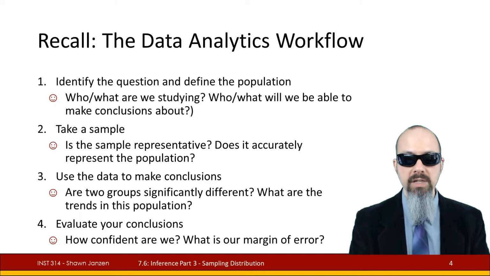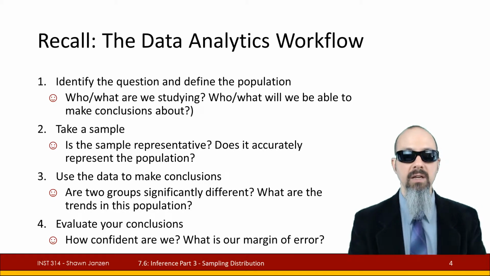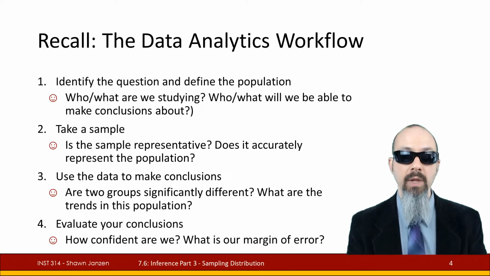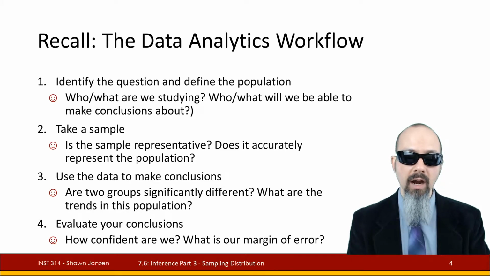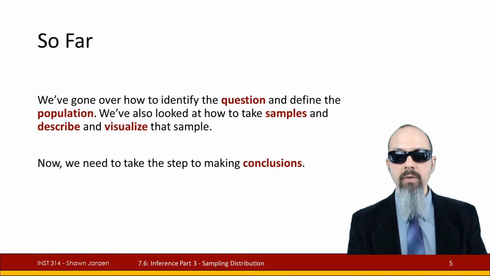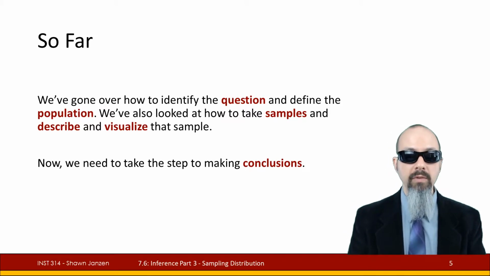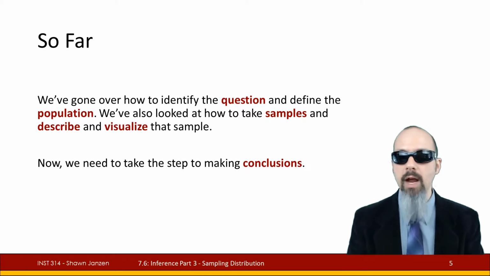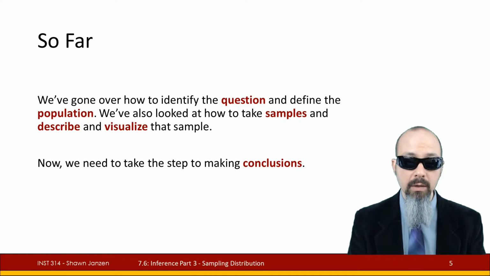Can we trust the trends that we see in the population? Are these relationships here? We're going to evaluate, lastly, your conclusions. How confident are you? What is your margin of error, that you could be wrong? Margin of error refers back to things like the confidence intervals. So far, we've looked over the question part, and we've talked about the population part. We've talked about getting samples, and we've talked about describing and visualizing those samples. But now we need to dig in a little bit deeper about the making conclusions part.